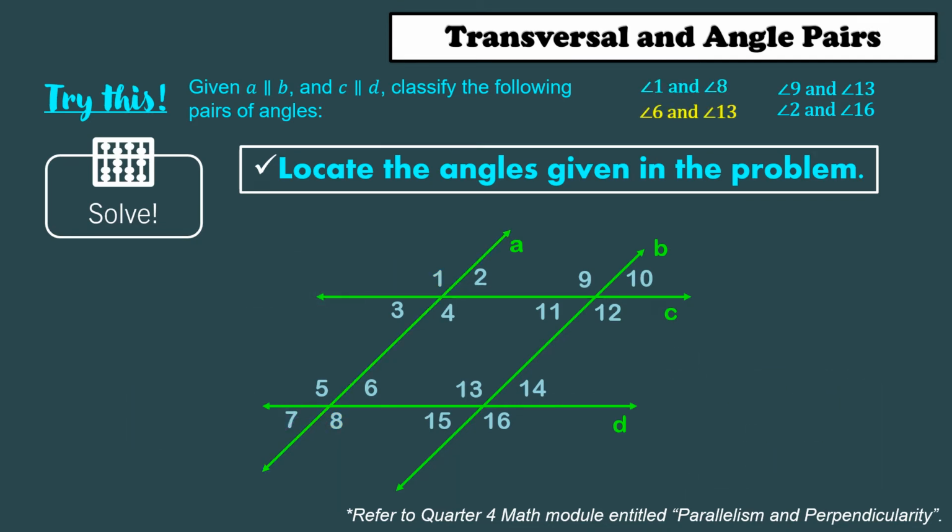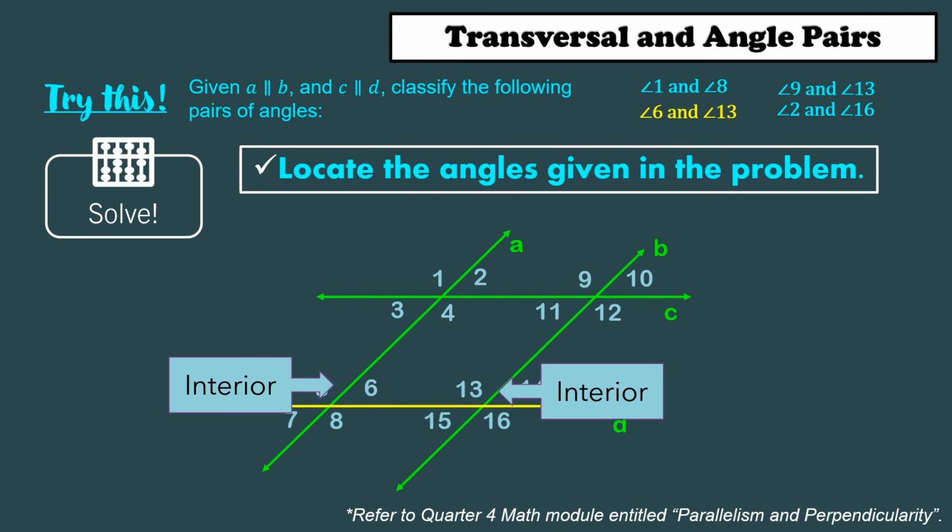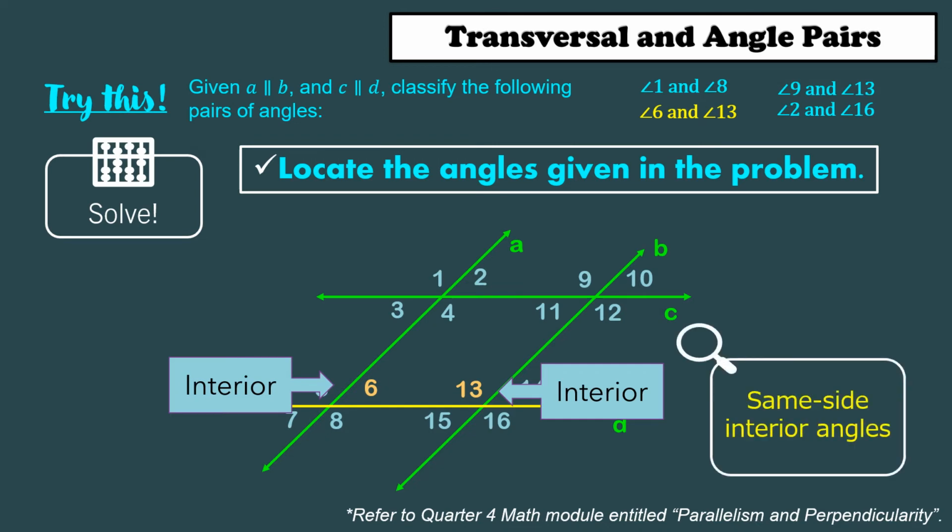To classify angles 6 and 13, we check their locations. Angles 6 and 13 are angles created by parallel lines A and B cut by the transversal D. And according to their location, they are interior angles found on the same side of transversal D. This makes angles 6 and 13 same side interior angles.